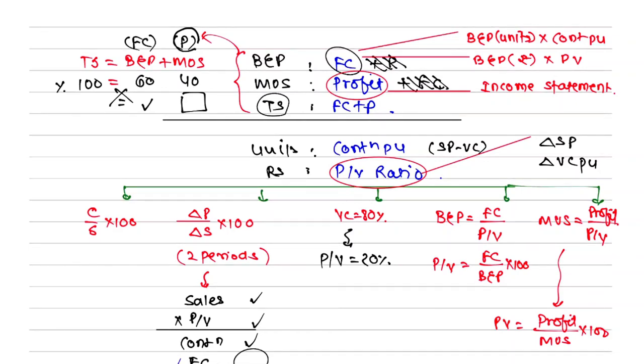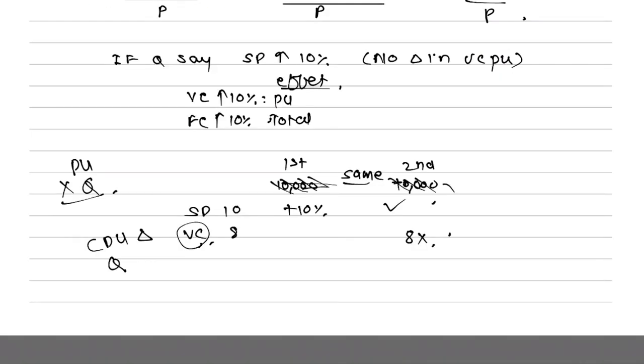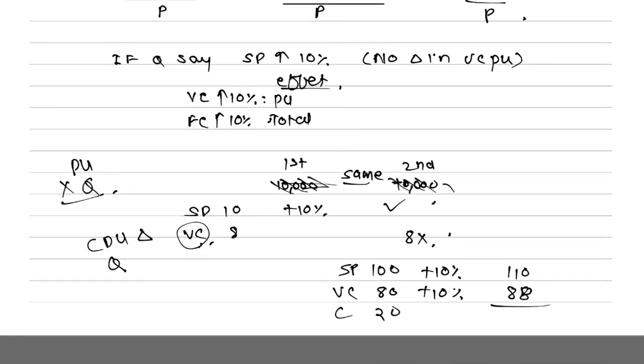Achha, one more thing. PV ratio can remain constant in this case. If selling price increases by 10%, like this is 100 selling price, this variable cost is 80 and this is 20. This has increased by 10% and this has also increased by 10%. So this will become 110, this will become 88, and this is 22, so PV ratio will remain the same. It means I can say that PV ratio can remain the same if the percentage change in selling price is equivalent to the percentage change in variable cost.